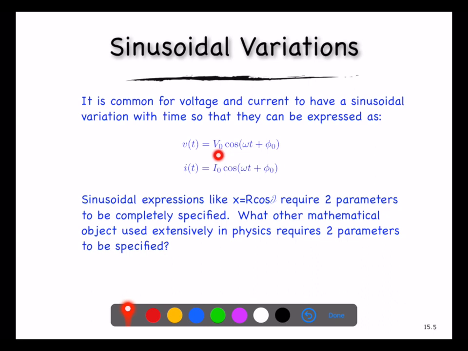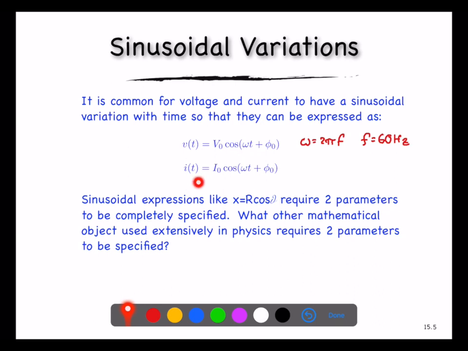So V naught here we call the amplitude of the voltage waveform, and cosine omega t describes how that voltage is varying in time. So omega is the angular frequency. It's 2 pi times the frequency of the oscillation. So if we have, for example, a wall outlet that has an oscillation at 60 hertz, the value of omega that goes into any expressions representing that is 2 pi times 60 hertz.